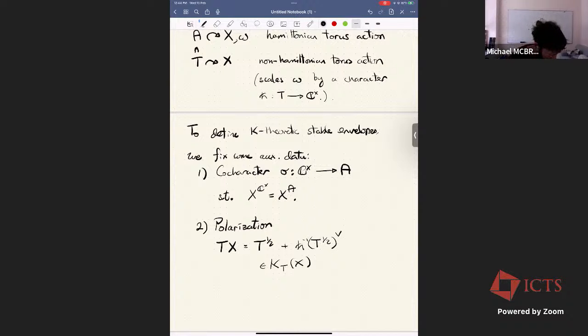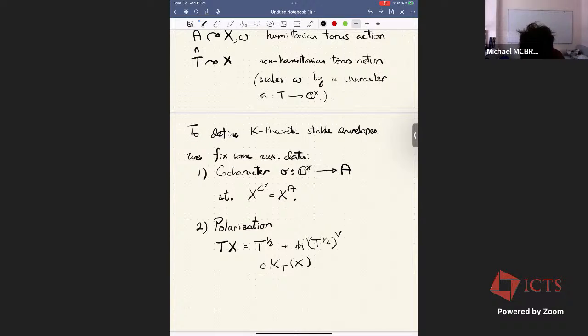They inherit a polarization from the natural polarization of a cotangent bundle. And notice here the scaling character of the non-Hamiltonian torus makes an appearance. This is telling you that T^{1/2} is sort of the tangent directions, and its dual is the cotangent directions.